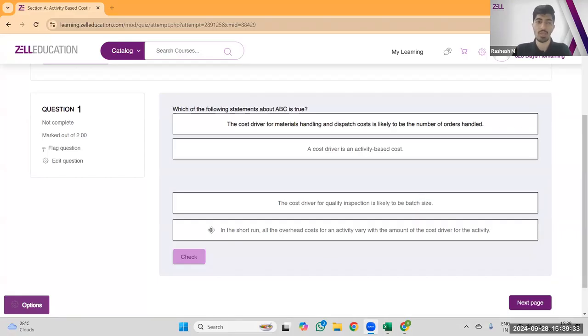So size doesn't matter. Lastly, in the short run, all overhead costs for an activity vary with the amount of cost driver of that activity. True or false? False, because fixed overheads remain fixed in the short run. Correct. They are overheads for a reason, right? In the short run, if they were variable, then they would be direct costs, variable production overheads. It would not be something that would vary. So our answer seems correct.